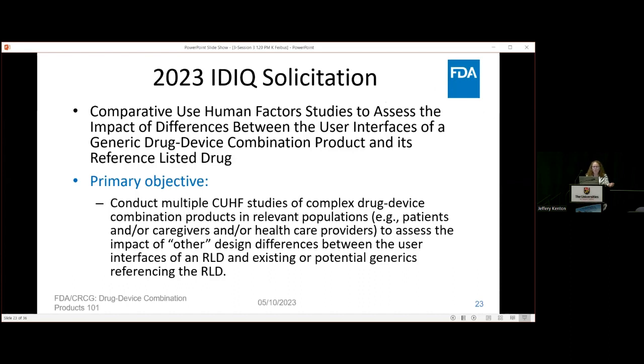We're hoping that we will get proposals that allow us to actually conduct some comparative use human factor studies so that we can compare user interface differences that we've seen as a challenge that we think industry is struggling with, so that we have an opportunity to explore statistical methodologies in this space and get some data out there and published that all of you can then lean on and use when you're designing your own studies.